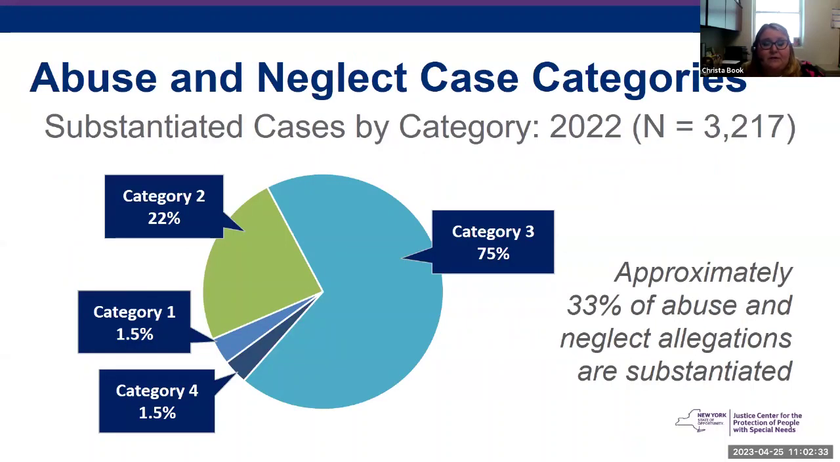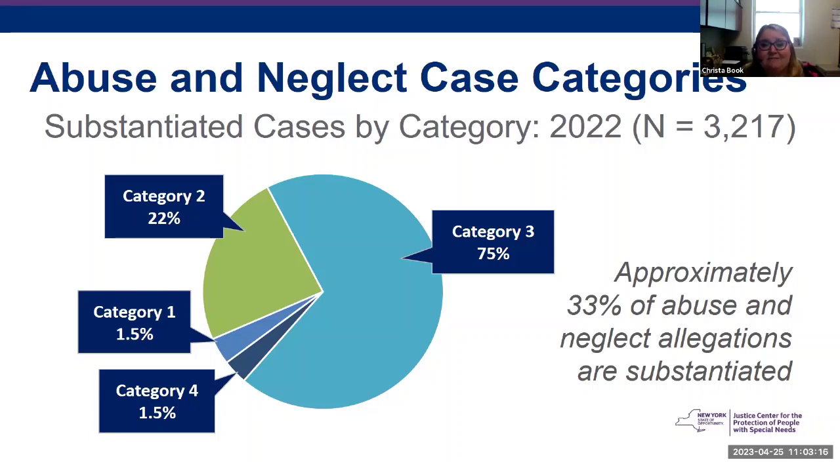Okay, so abuse and neglect case categories. Now, this changes year to year, but I can tell you it always looks a lot like this exact pie chart. It doesn't change drastically. So in 2022, we had 3,217 substantiated cases of abuse and neglect. Now, if you remember back, we had over 12,000 cases categorized. So this is already, of that number, the smaller percentage of 3,217 were substantiated.